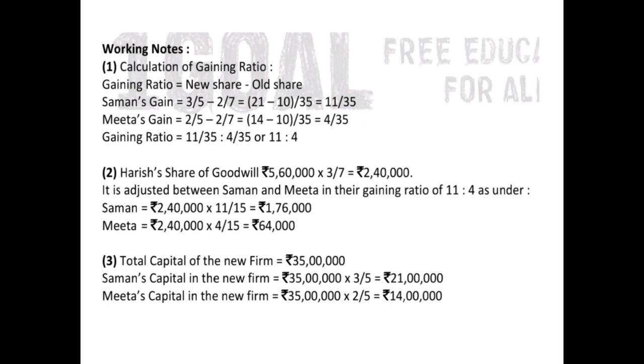Then the third calculation is for the total capital of the new firm, that is required capital. As it is given in the question that the total capital of the new firm will be 35 lakh, we have to distribute it in the new PSR. So Saman's capital in the new firm will be 35 lakh into 3/5, that is 21 lakh, and Meeta's capital in the new firm will be 35 lakh into 2/5, that is 14 lakh. So 21 lakh and 14 lakh is the required capital of Saman and Meeta respectively.